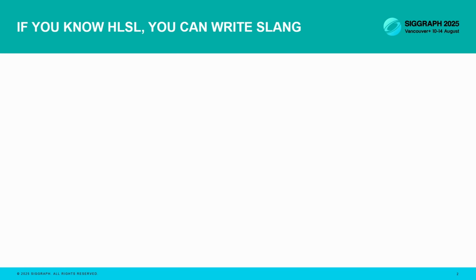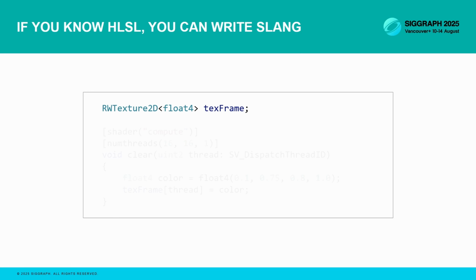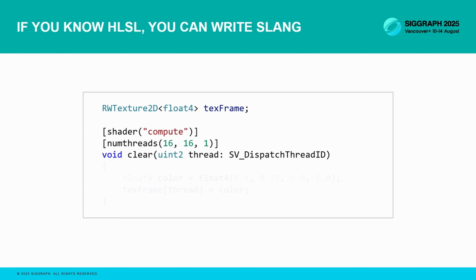But you might find that if you know a shading language like GLSL or HLSL, you can probably write Slang already. Here's an example of a shader that clears an image, textFrame, to a solid color. Let's walk through it line by line, and you'll probably recognize the parts. First, we define a 2D texture named textFrame. The RW stands for read and write, and we'll write RGBA colors to it using vectors of 4 floats. Thus, float4. Then we define the shader entry point, which is a function.